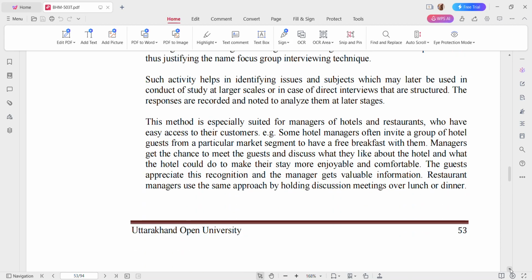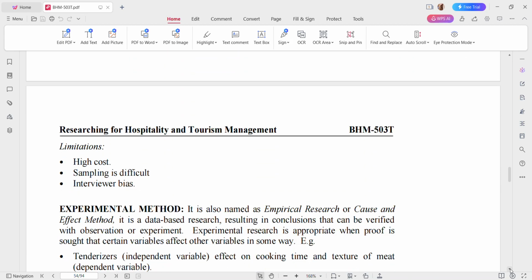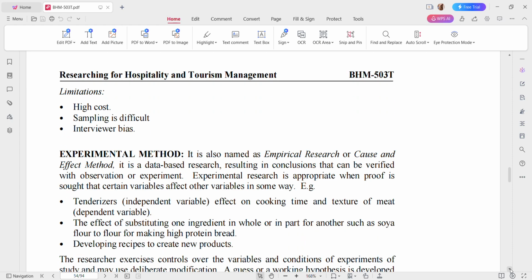Okay? Alright. Limitation, high cost. Bakit high cost? Kasi papakainin mo sila. Or you may have to rent an area for them. Or baka minsan pa, ikaw pa yung magpamasahe. So, mga ganun, high cost. Depende sa usapan. Sampling is difficult, yeah. And then, interviewer, minsan may biases sa interview. Okay? Sige. Alright.